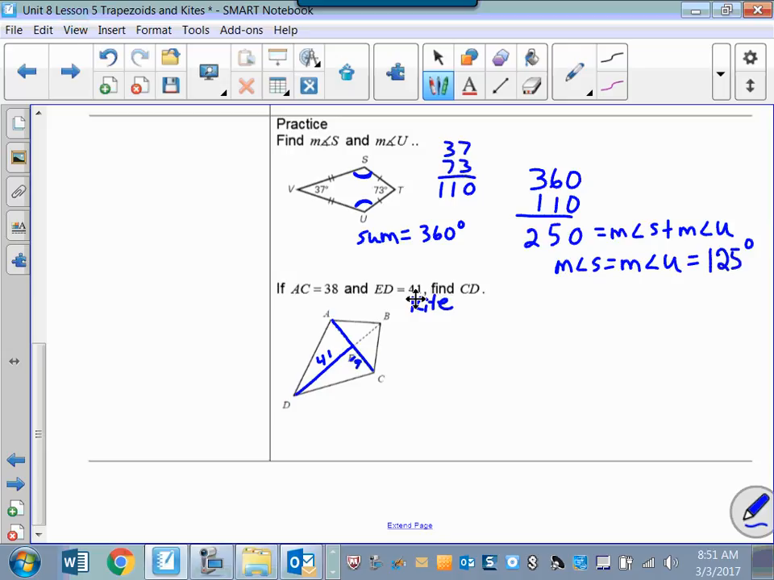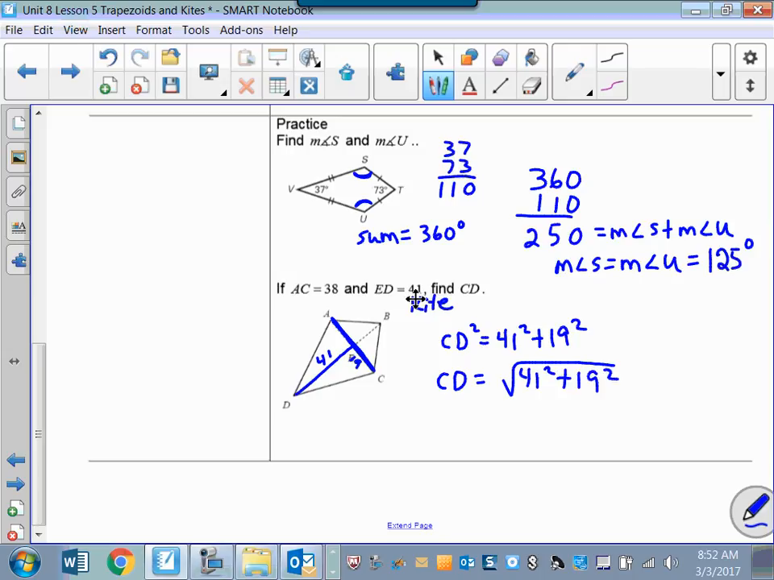Okay, what happens is this diagonal, the short diagonal in the kite, will be bisected by the other diagonal. So I know that, what is that letter? E. I know that EC is 19. Each part of AC is half of 38, so 19. And then they're telling me that ED is 41, so all I really have here is a right triangle that I have to solve, and CD is the hypotenuse, so CD squared equals 41 squared plus 19 squared. So CD is going to be the square root of 41 squared plus 19 squared.